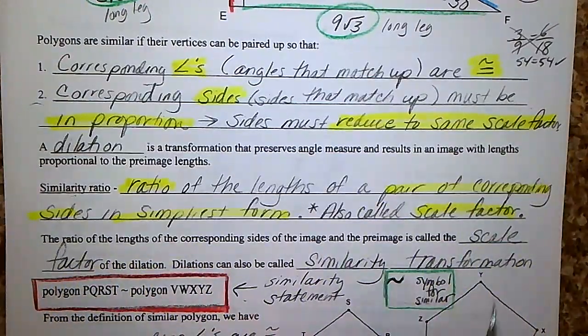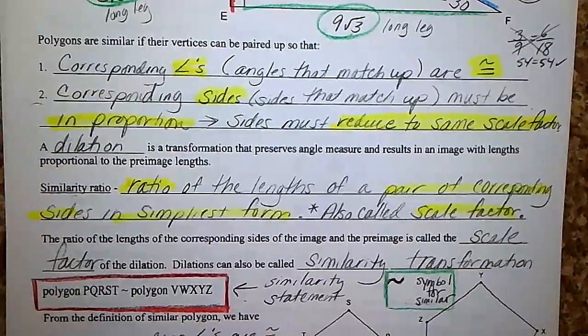Now, dilations are known as similarity transformations. We also had congruence transformations as well. That was our reflection, translation, rotation. They were our congruence transformations. The dilation is the only one that's the similarity transformation.